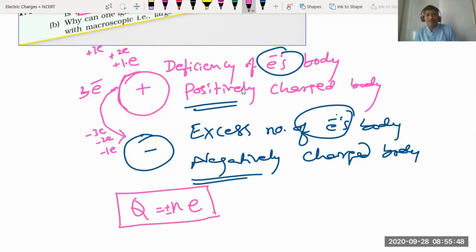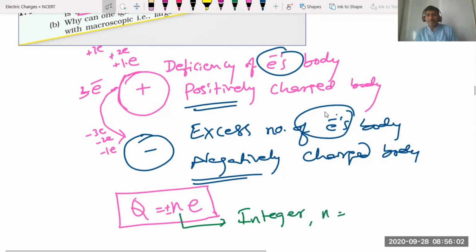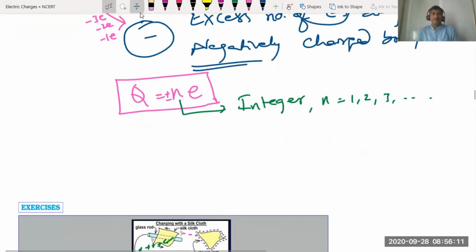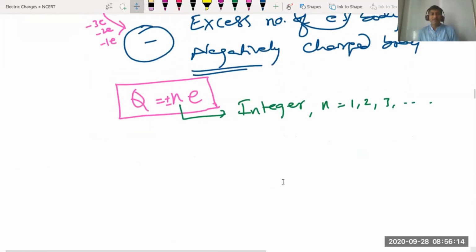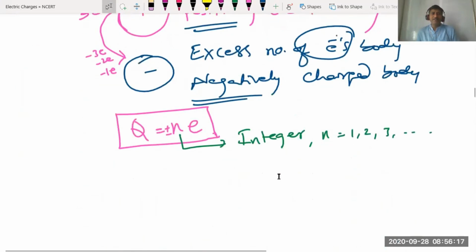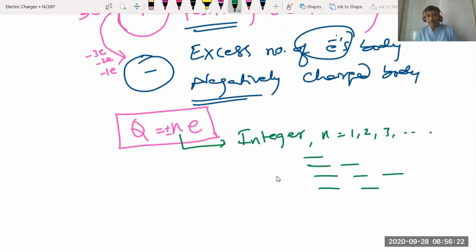What is the basic charge we have in nature? The charge of the electron. So the charge is plus or minus ne, where n is an integer. Integer means n equals 1, 2, 3, and so on. In that way, charge is quantized, level-wise: 1, 2, 3, 4. It is not a continuous one.